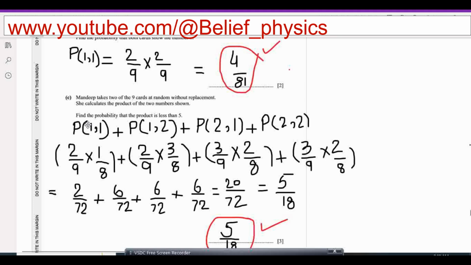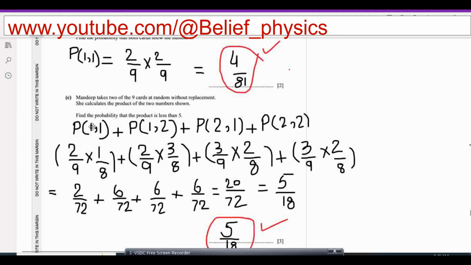When both cards are number 1, it is 1 times 1, which is 1, and 1 is less than 5. If the first card is 1 and the second is 2, then the product is 1 multiplied by 2, which is 2, and 2 is also less than 5. If the first is 2 and the second is 1, it is 2 times 1, which is 2, also less than 5. If the first is 2 and the second is 2, then this is 4. So these are the possible outcomes when the product is less than 5. The total number of 1 cards is 2.